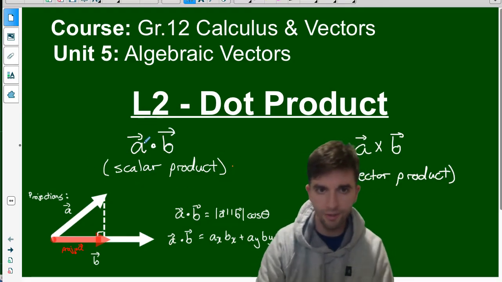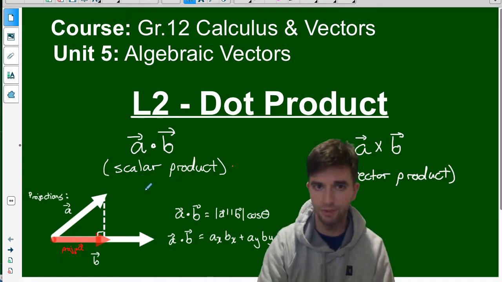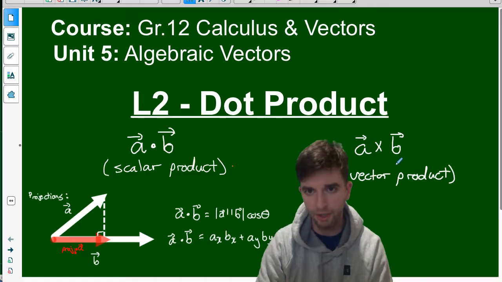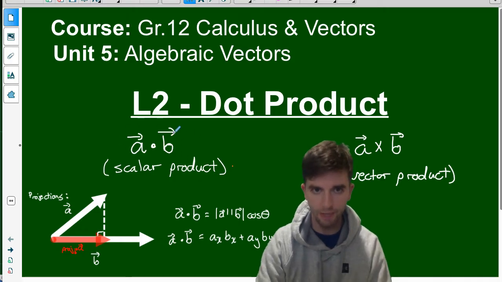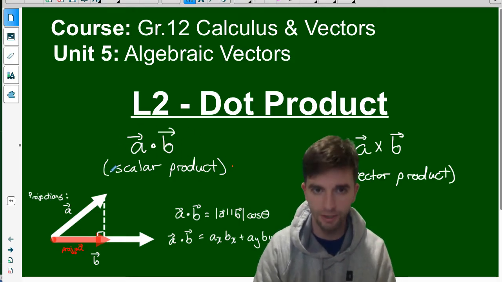Now, it's important to understand that these two products give completely different results that mean different things. In fact, dot product only gives you a scalar, so it's called a scalar product, right? It just gives you a magnitude, no direction. Whereas cross product gives you a vector result, so we call that sometimes the vector product. So in this lesson, we're looking at dot product, sometimes called scalar product.